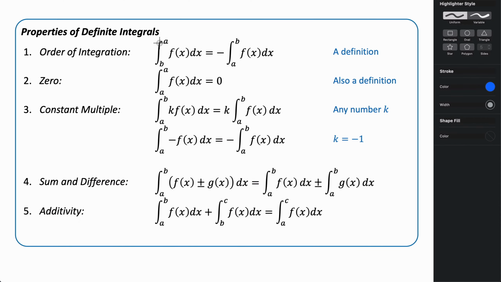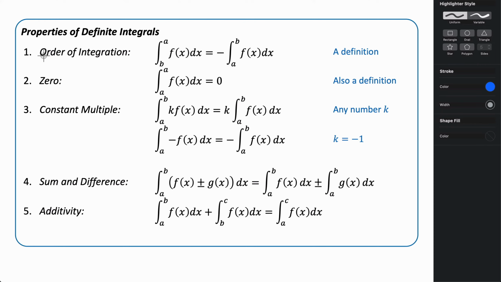Next, let's look at some properties of definite integrals. So there are these 5 properties. We've actually seen 2 of these before. We've seen the constant multiple, and we've seen the sum and difference properties with indefinite integrals. The only difference is now we have limits of integration here.